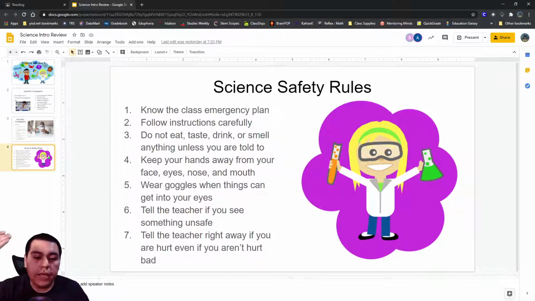So if you're going to smell something in a science experiment, you never put it right underneath your nose. You always put it in front of your face and a little bit down, like Kaylee said, and then you use your hand and you push the air toward your face. And that's how you smell something.